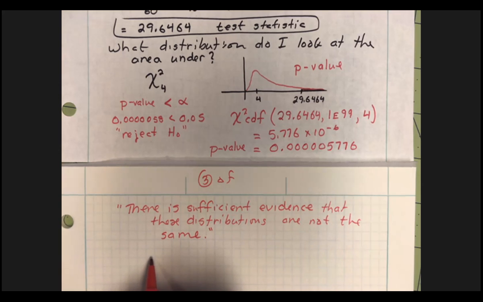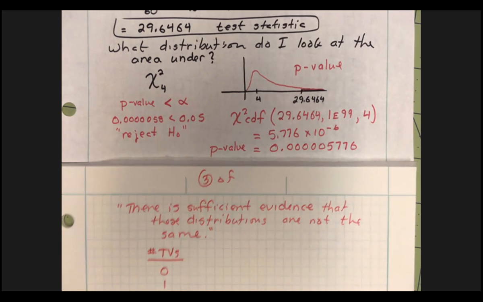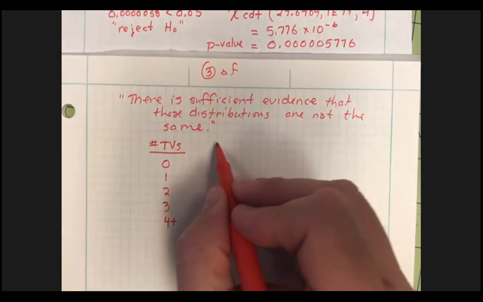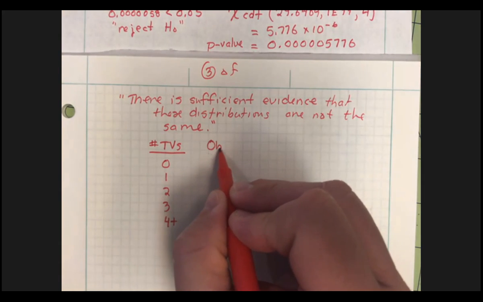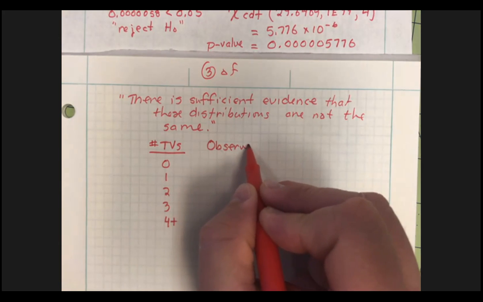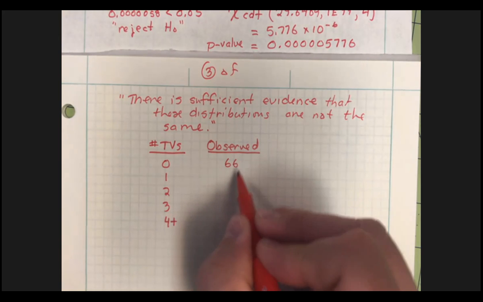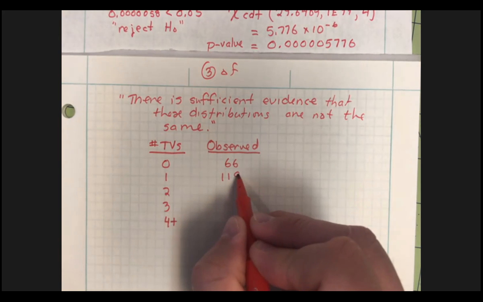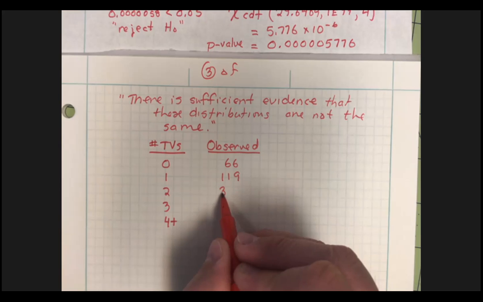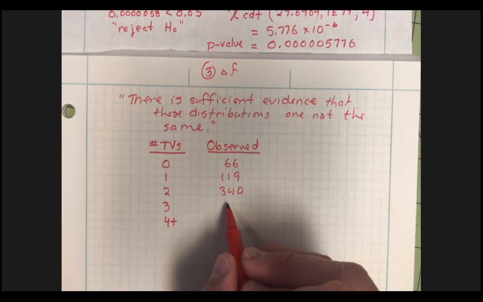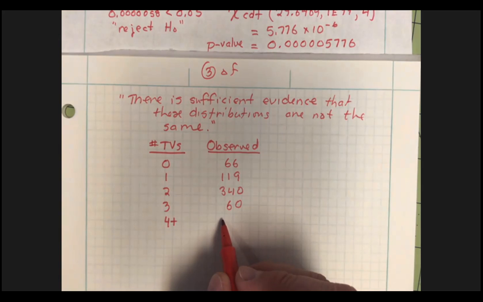Now that may be a little bit unexpected. Let's look back at our chart: 0, 1, 2, 3, 4+. I want you to see those numbers side by side again. What we observed was 66, 119, 340, 60, and 15.